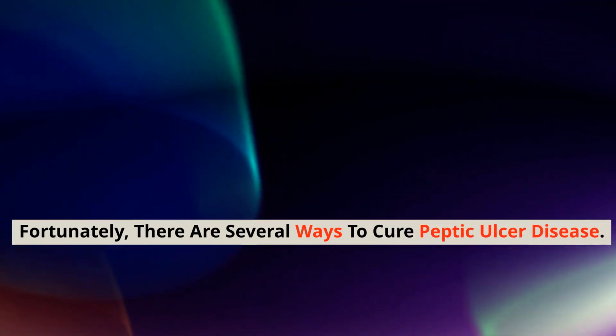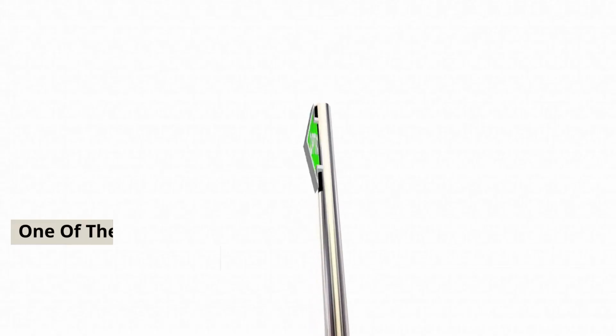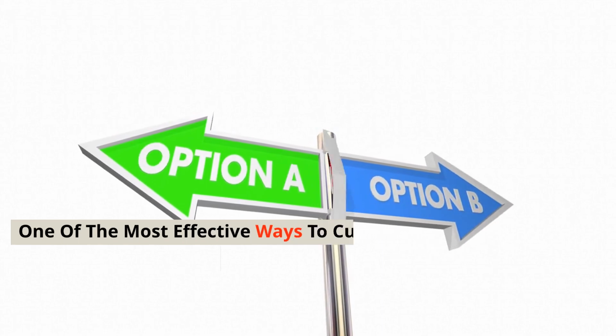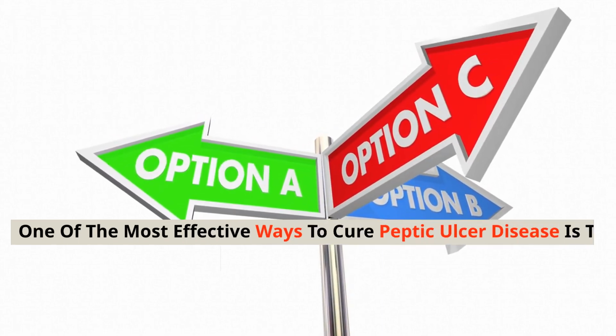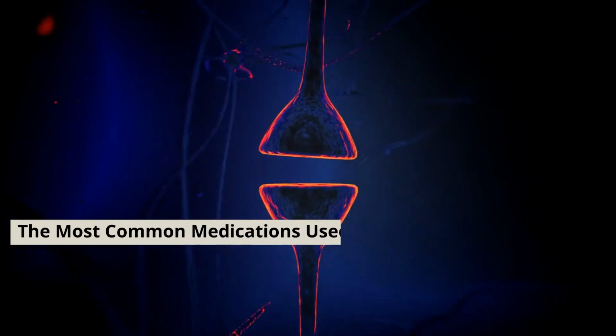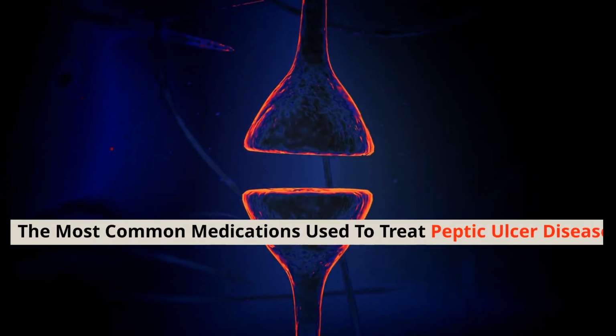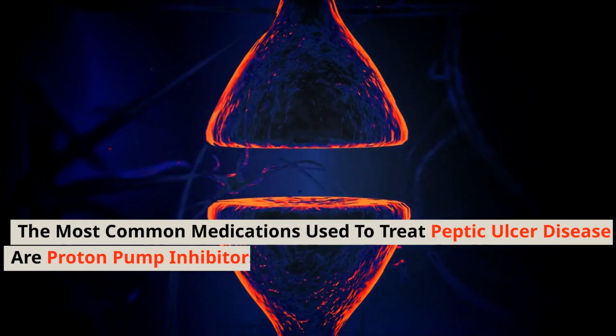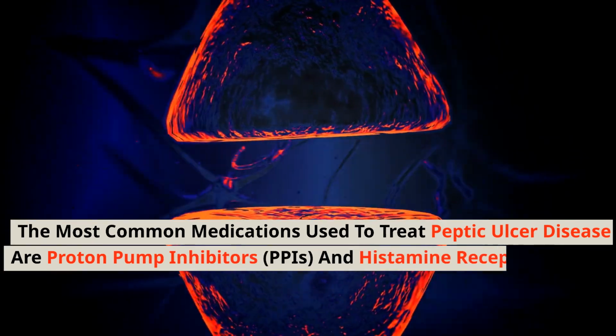Fortunately, there are several ways to cure peptic ulcer disease. One of the most effective ways to cure peptic ulcer disease is to take medication. The most common medications used to treat peptic ulcer disease are proton pump inhibitors, PPIs, and histamine receptor blockers, H2 blockers.